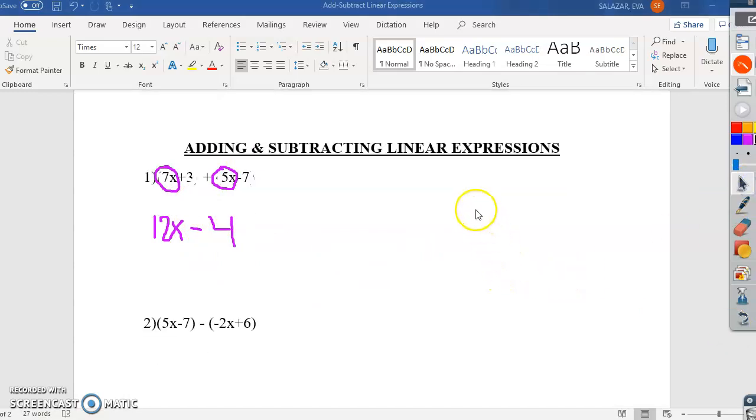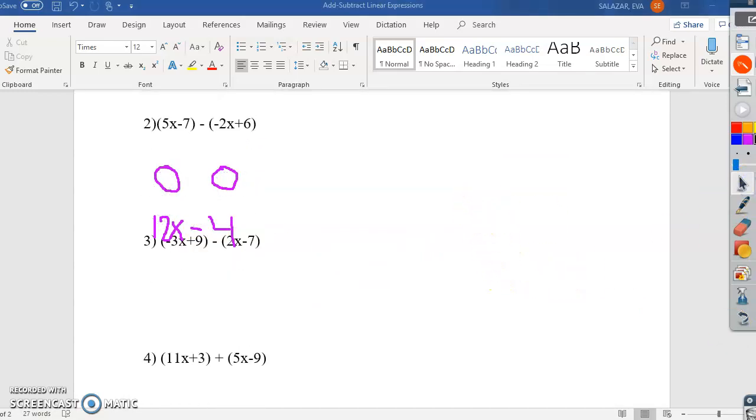Number 2. Now, with number 2, we now have subtraction of linear expressions. So there's going to be a little bit of a change here. We're going to have to take this negative and distribute it because we need to get rid of this. If it would have been a plus, it would have just not changed the value of the second parentheses, but in this case, it will change it.